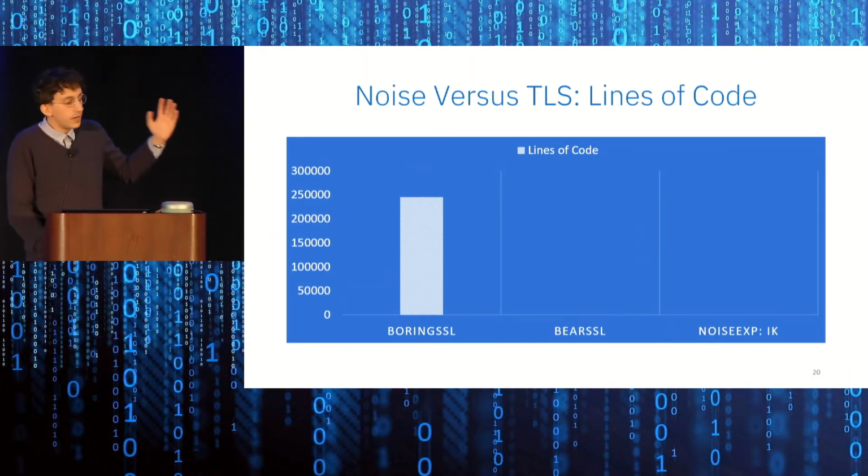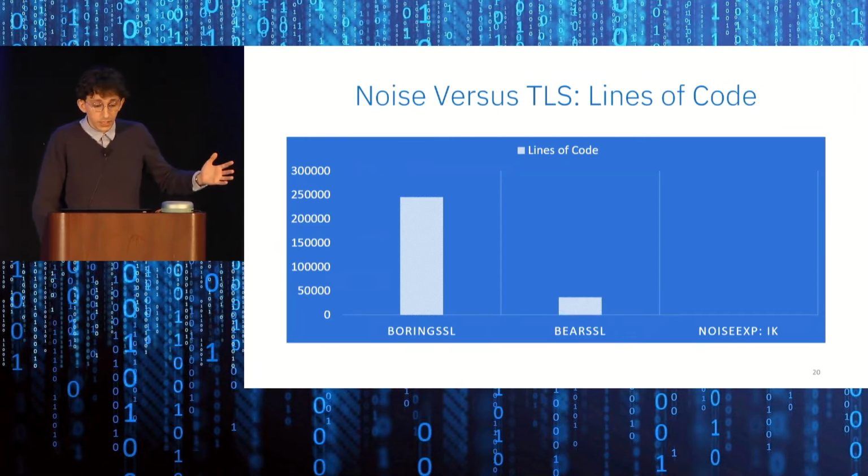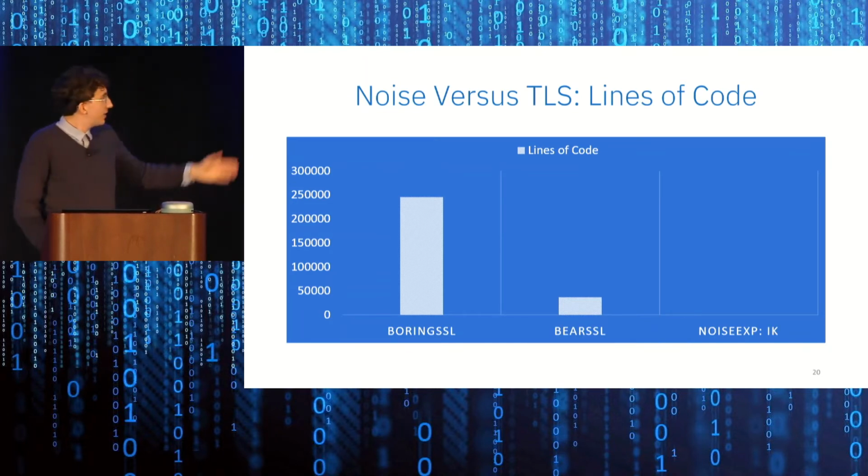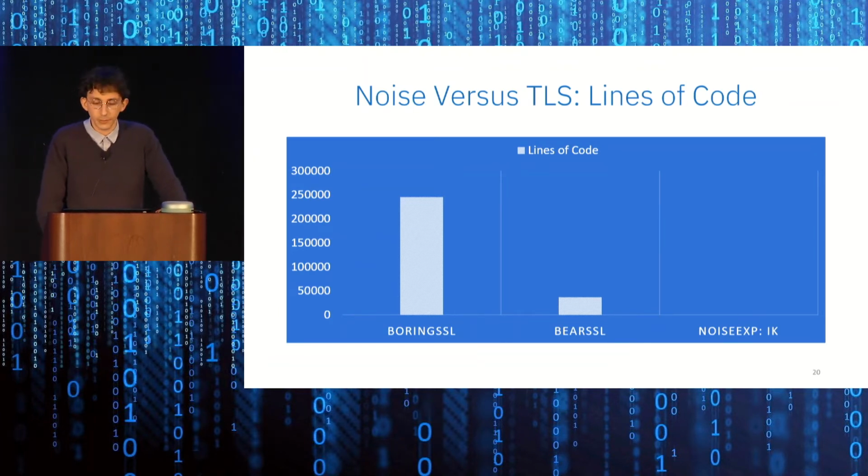So let's look at Bare SSL, which is supposed to be optimized, right? Bare SSL is around 30 to 50, I can't read the numbers here. But yeah, it's much smaller. It's less than 50,000 lines of code for the crypto and the protocol parts.